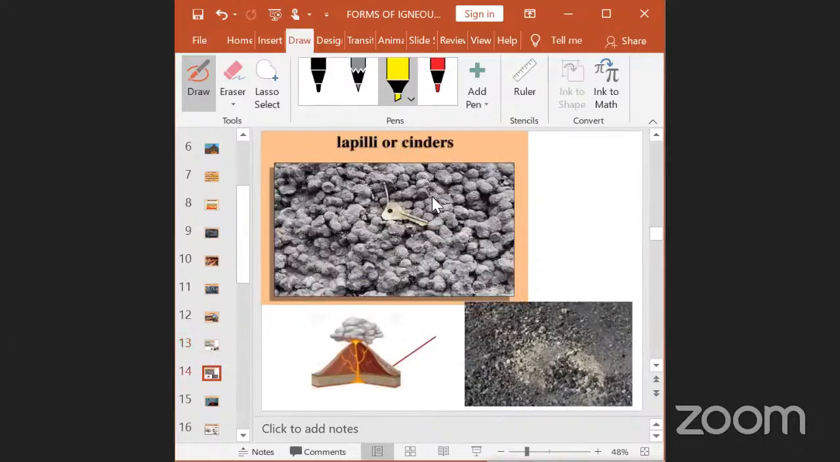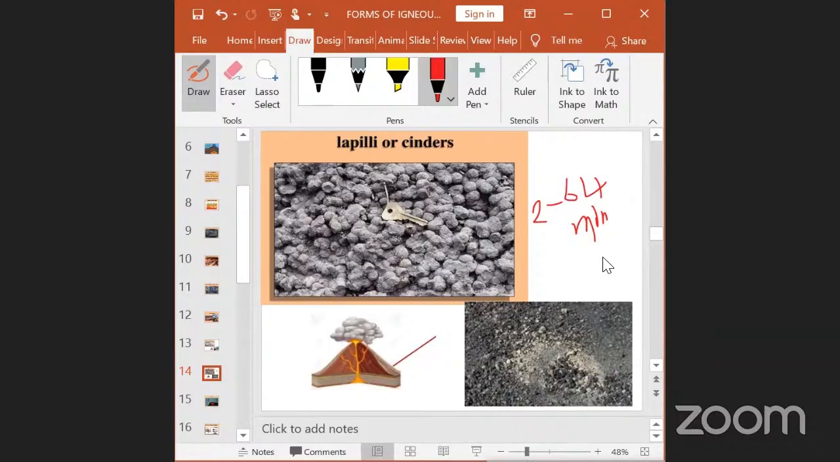These are the lapilli or cinders, right? Lapilli means these small fragments between the size of a walnut and a pea, that is 2 inches to 64 millimeters in diameter, which are ejected to a greater distance than the larger agglomerate.